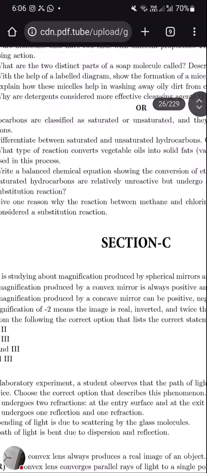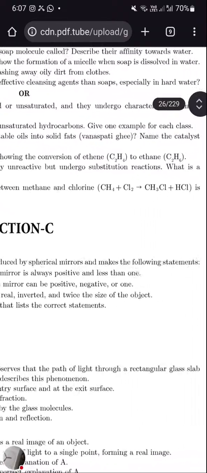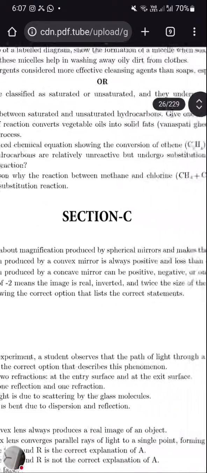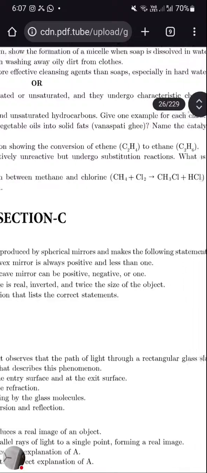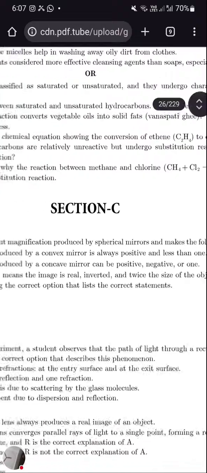Next, give one reason why the reaction between methane and chlorine is a substitution reaction. The same example: methane and chlorine is considered a substitution reaction because one atom of chlorine substitutes the hydrogen atom, with the formation of CH3Cl and liberation of HCl.